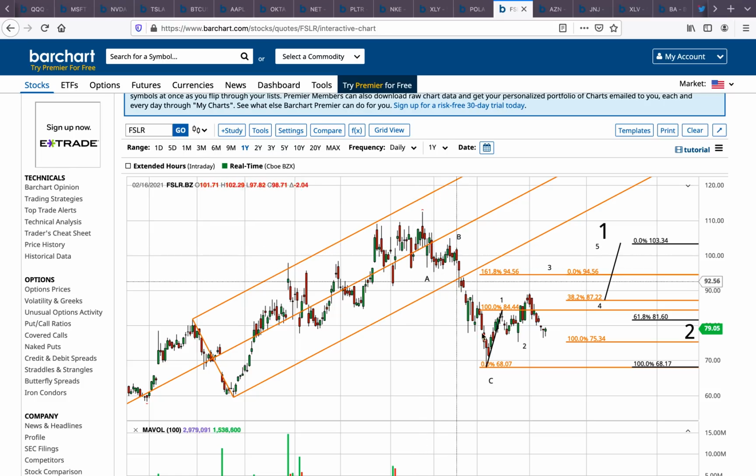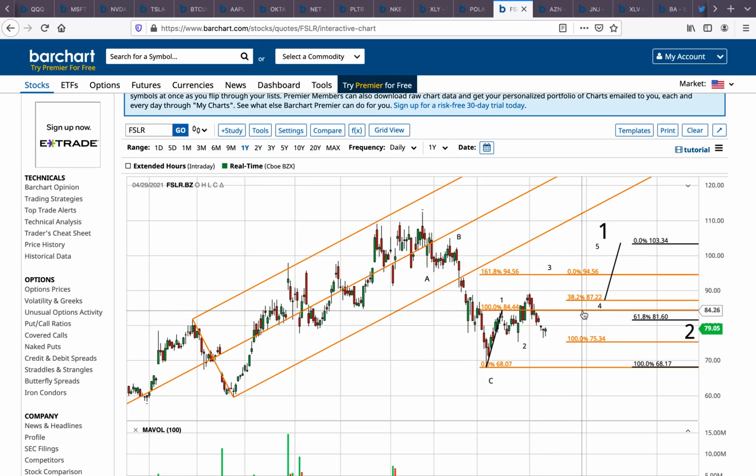So we have an A, B, C correction for FSLR. Looks like we've had a 1, 2. Now we're within wave 3 of wave 3 from this March low. So the invalidation level is 68. If 68 holds as the low, I expect First Solar is going to go up to 94 for this wave 3 high.